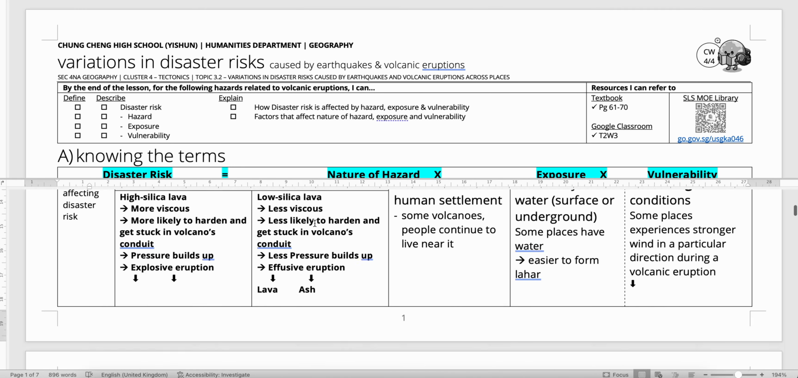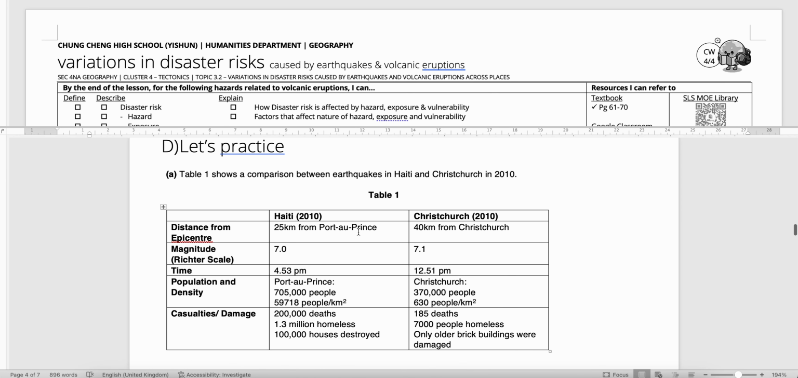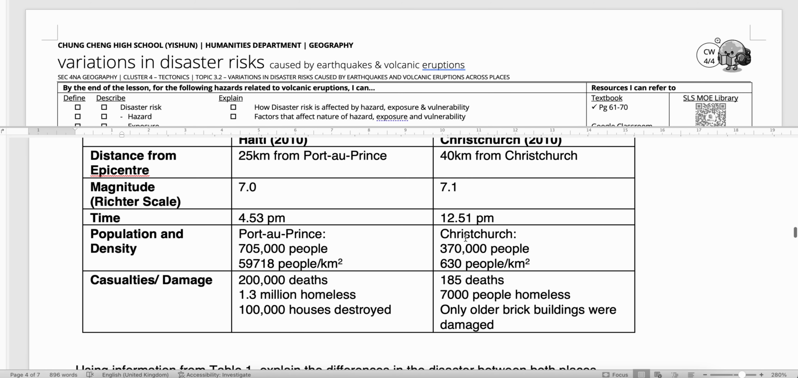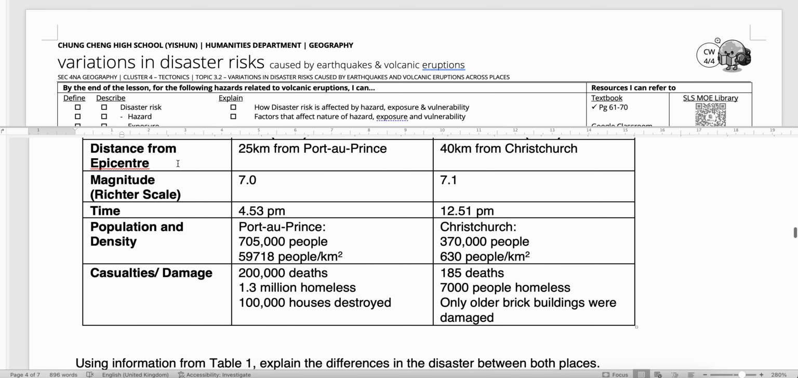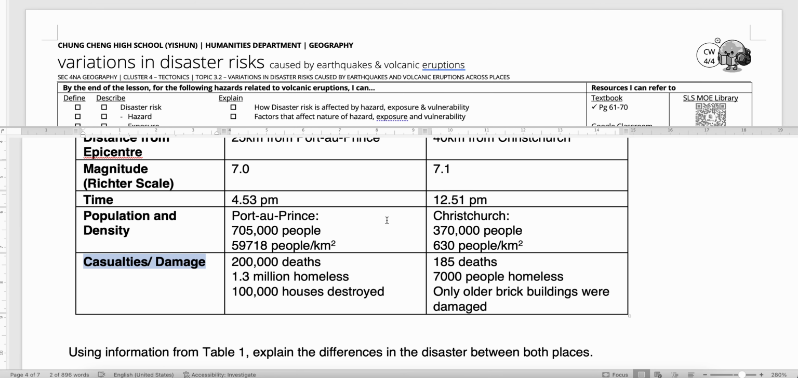Please make sure you show your analysis so that we know your thinking process. So first question, you're given a table which shows a comparison of earthquakes between Haiti and Christchurch. So you have various factors here. You have distance from epicenter, the magnitude, the time of occurrence, the population density, how many people are there in 1 kilometer square, and then the casualty and damage: how many people died, how many people homeless, and how many housing destroyed. You're supposed to use information from table 1. That means you must extract information from the table.